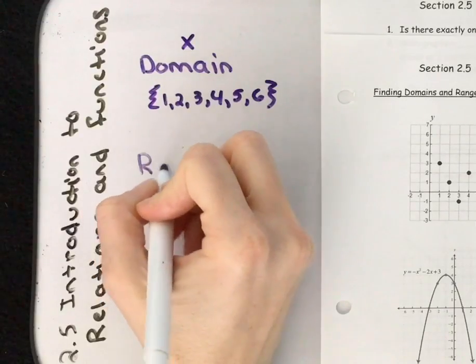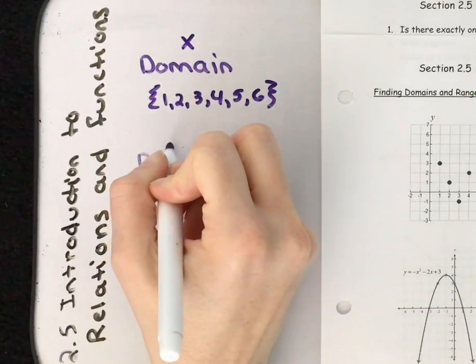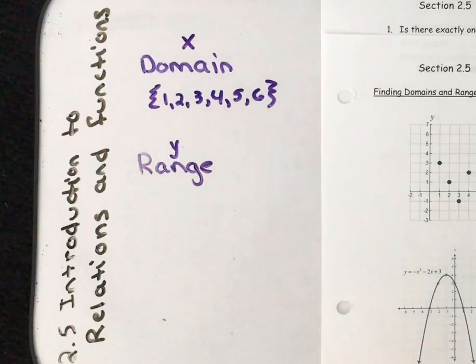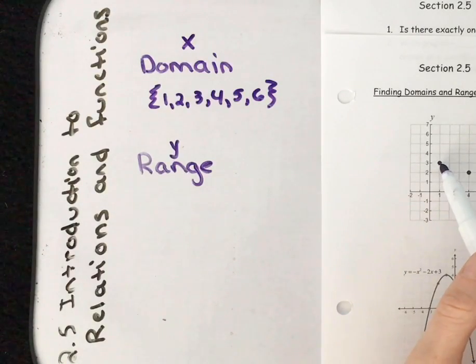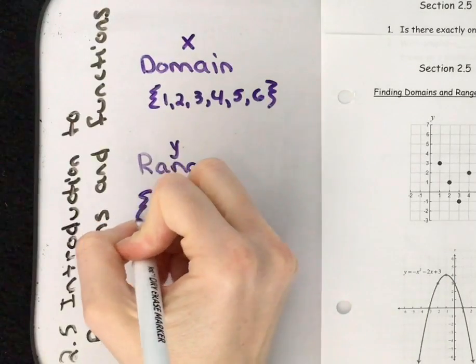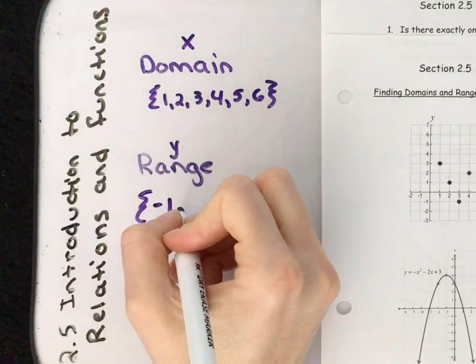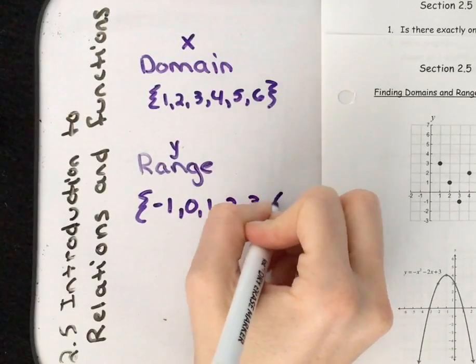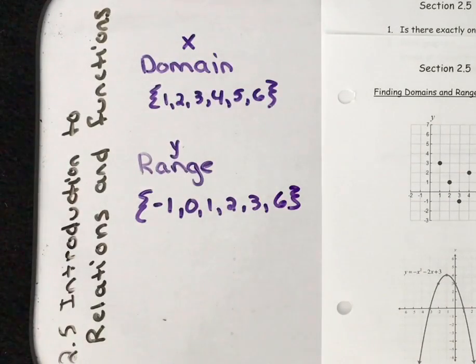We can look at the range. Range correlates to y. So same thing, let's look at the y values that are used. So here we have our range right here. Well, this one has a 3, this one has a 1, this one has a -1. Here we have 0, here we have 2, and here we have 6. Usually you list lowest to highest. So let's see, we had -1, we had 0, we had 1, we had 2, we had 3, and we had 6. So that would be our range.